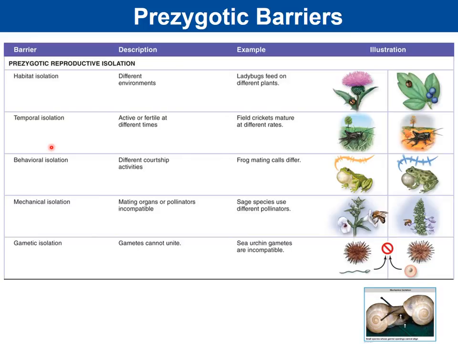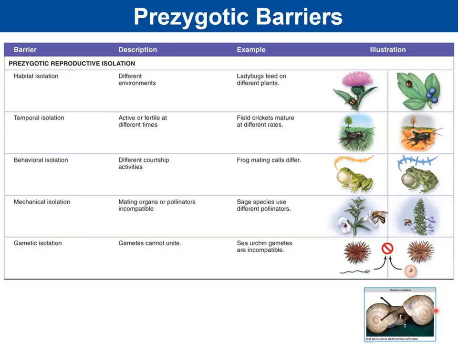In terms of behavioral isolation, again, behavioral meaning behavior, an example of this would be possibly different courtship activities. Each species of frogs might have their own unique mating call, and the mating call from one species might not attract the female from another species. And so this is a behavioral isolation. Their behavior is actually isolating them from reproducing with one another.